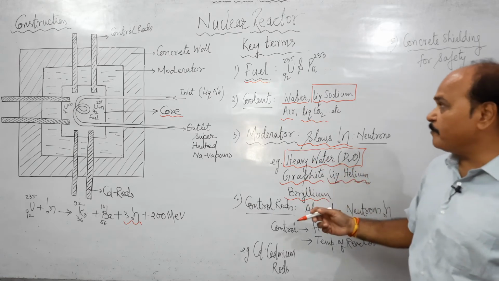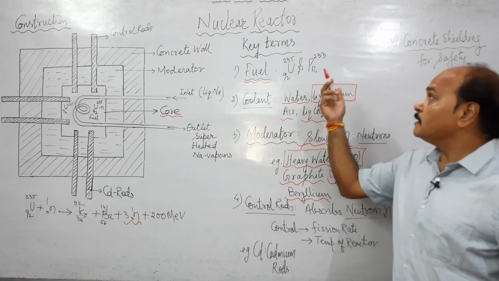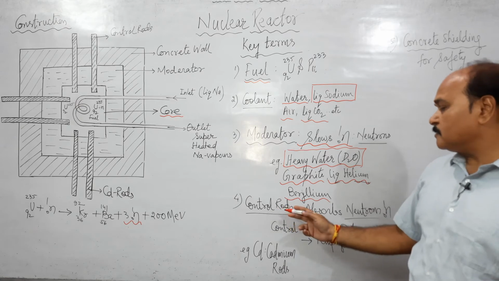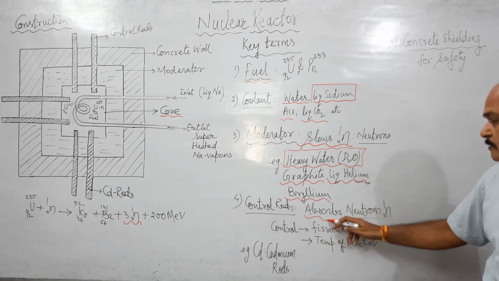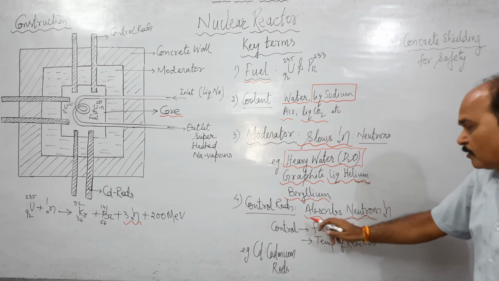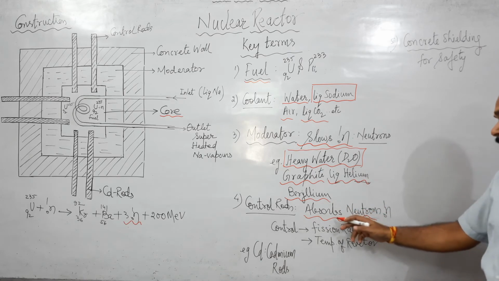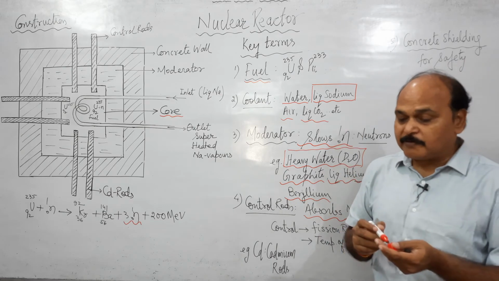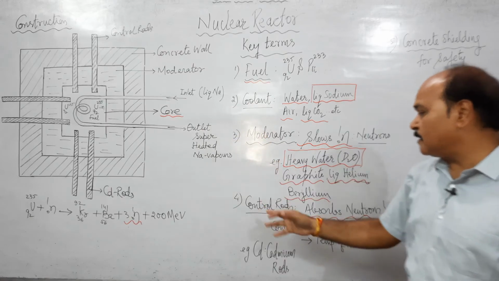Well, the fourth very important key term associated with the nuclear reactor is control rods. Control rods are used to absorb neutrons. See the difference. Moderator slows down neutrons, but control rods absorb neutrons. And what happens? When neutrons are absorbed, there are lesser number of neutrons left to carry forward the fission reaction.